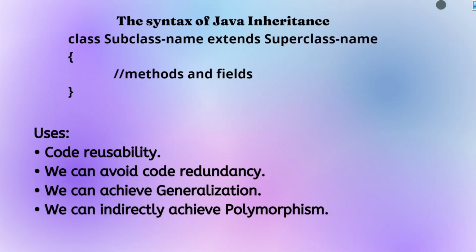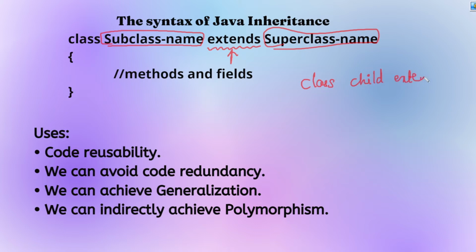Syntax of Java inheritance. First you write the class as usual. Then you write the subclass name, then the extends keyword as told, and then the superclass name. For example, class Child extends Parent. If you have a parent class, then you have to tell that this child class belongs to this parent class. You have to write it something like that.